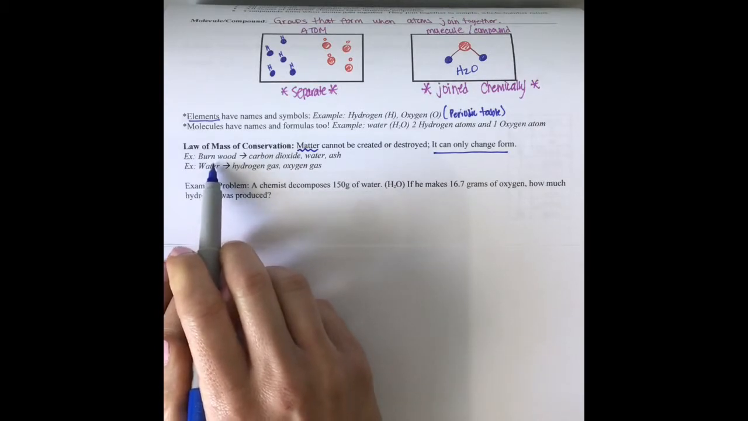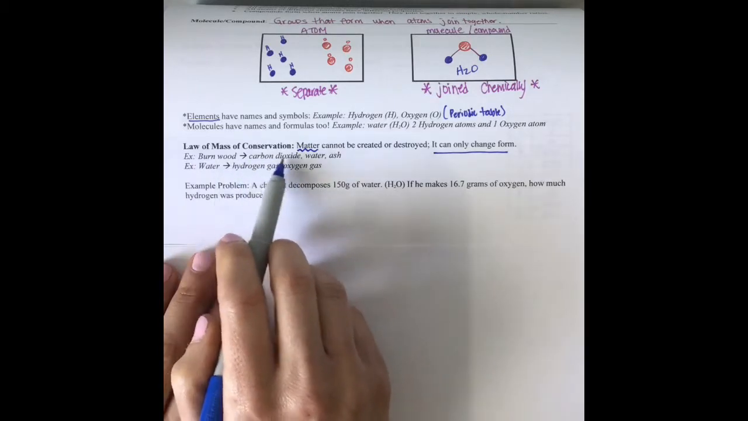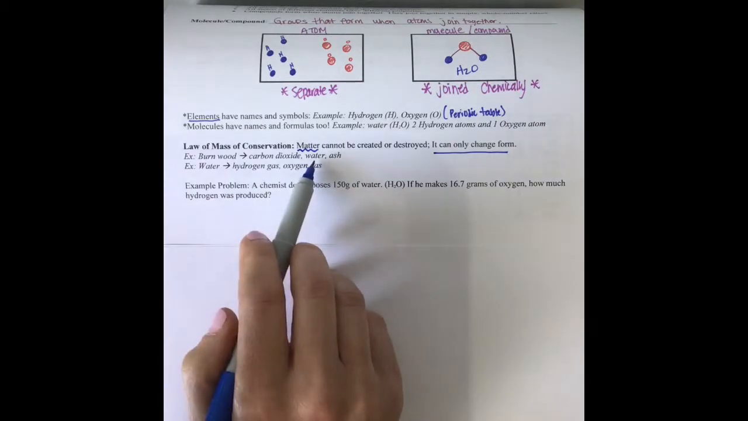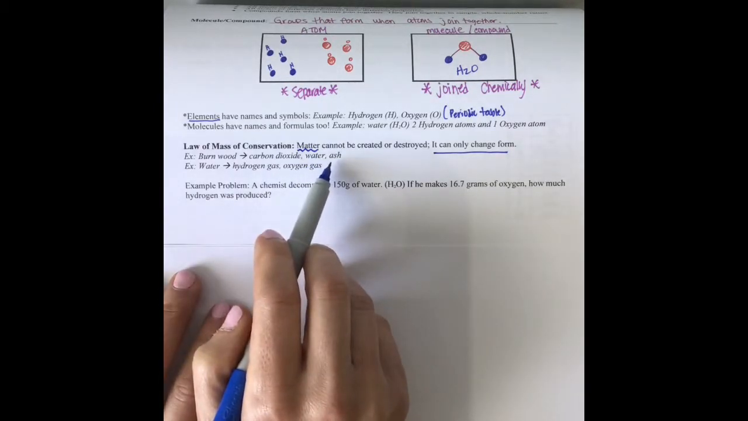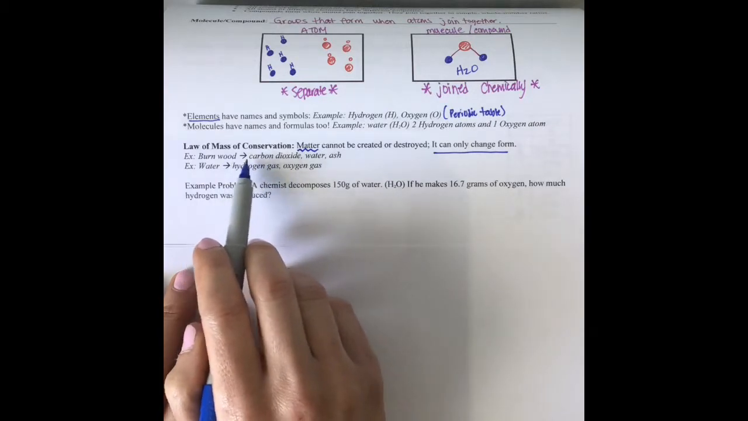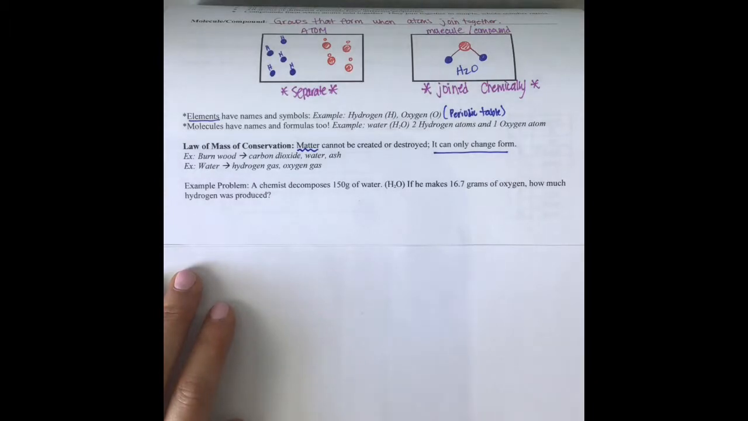If you take a piece of wood and you burn it, it's going to change into a different form of matter. Maybe it changes into a gas like carbon dioxide. Some water vapor goes up into the air, and then you're left with the ashes in your fireplace. The matter didn't go anywhere. It didn't disappear. It just changed into a different substance.